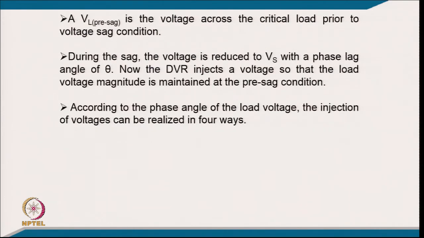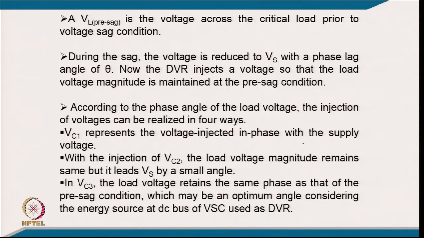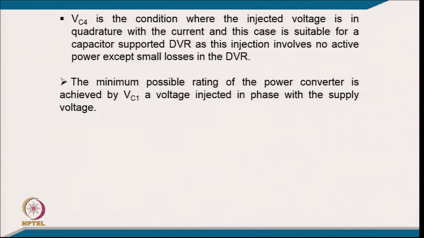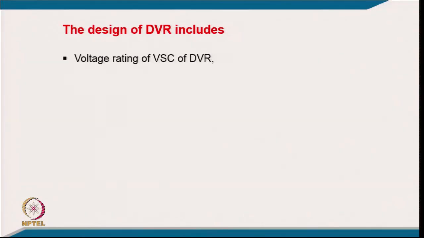So, this is the condition you look into, because this is at 90 degrees from the current, so it needs reactive power only. That is the fourth condition. The minimum possible rating of the power converter is achieved by VC1, when voltage is injected in phase with the supply voltage, because that is directly the algebraic sum of them, and it does not matter what active and reactive power it needs.